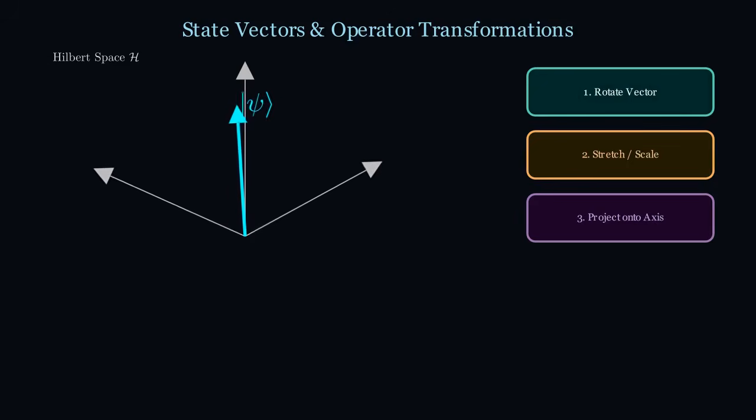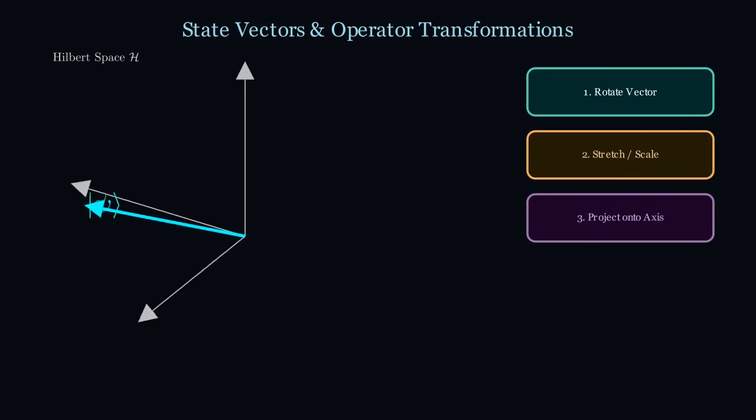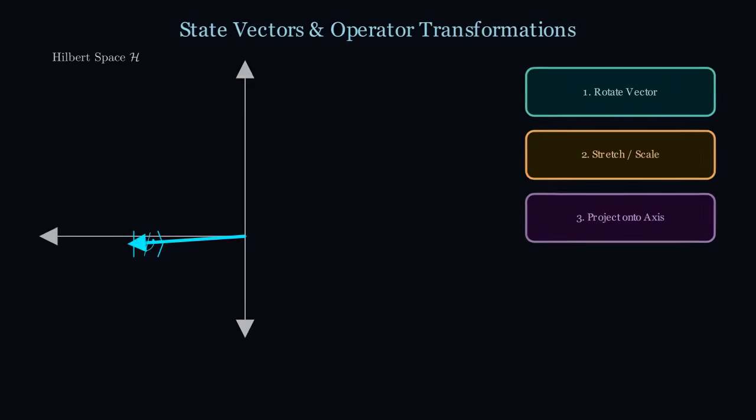If you apply a transformation matrix to a vector pointing at an arbitrary angle, it might rotate 90 degrees or double in length. In quantum mechanics, this transformation represents our measurement device interacting with a particle. But how do we get a reliable number from a shifting vector? The answer lies in geometric transformations preserving physical reality.